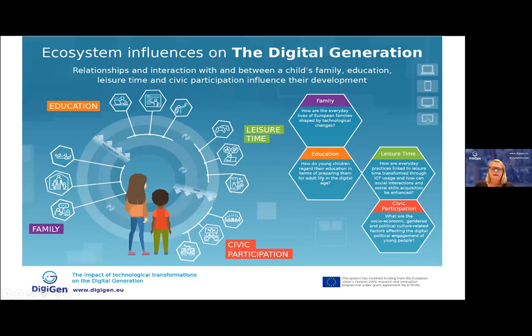But how do we gain knowledge about children and young people's use and how they are affected by technology? In our research, we argue there is a need to consider the value of digital activities along with ideal uses of technology that form a bridge between the various ecosystems surrounding the digital generation and the technology itself, shown here in our infographic. So as you can see, the children are placed in the center and the different technology and the different areas of their lives are surrounding them in different ways.